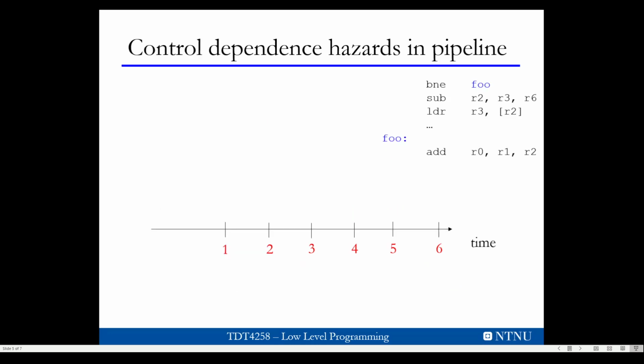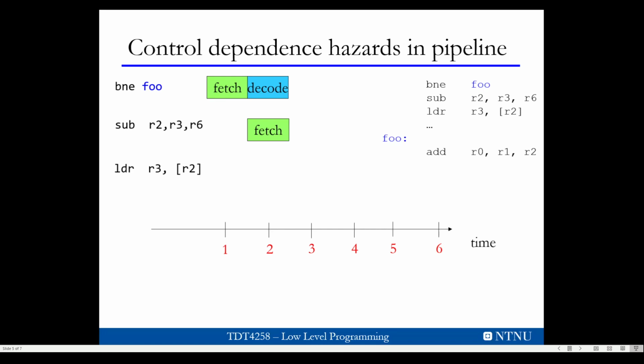Now let's talk about control dependencies. Here we have a piece of code where this branch instruction may jump to this label or to the next instruction. Let's see what happens. In cycle 1, this branch is fetched. At this point, we do not even know that this is a branch instruction because we have just fetched it and not decoded it. So we do not know whether it will be taken or not taken. As a result, in the next cycle, we just fetch the sequentially next instruction, which is the sub instruction.